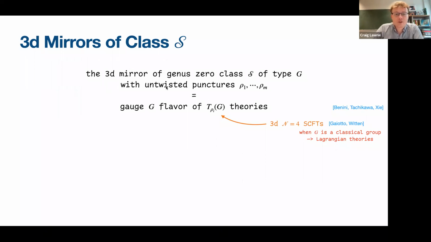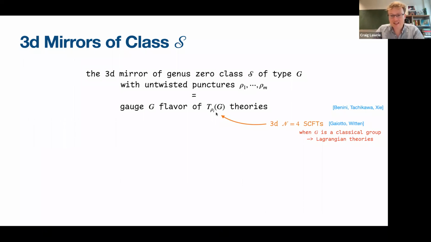And they said that if you take the 3D mirror of a genus 0 class S theory of type G, which is some ADE thing, with untwisted punctures, and I'll specialize to the case of untwisted punctures just to avoid overloading the notation here. Each puncture is basically labeled by a partition, if G is classical, or a nilpotent orbit otherwise. And you gauge the flavor symmetry of a whole collection of what are called TG theories where you Higgs the Coulomb symmetry by the same nilpotent orbit that defines the puncture.